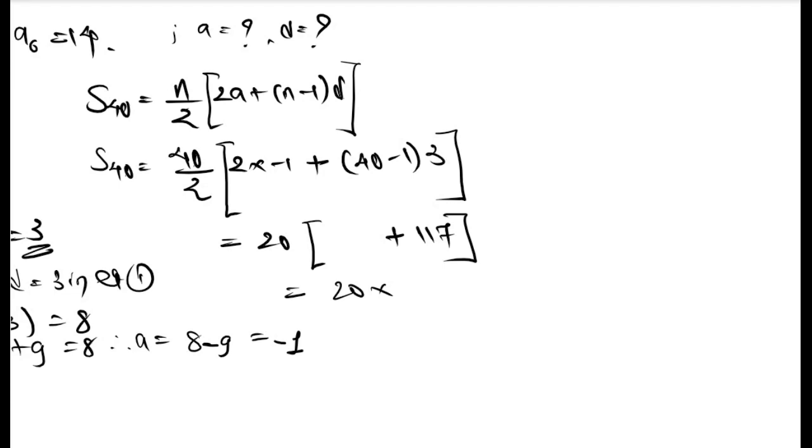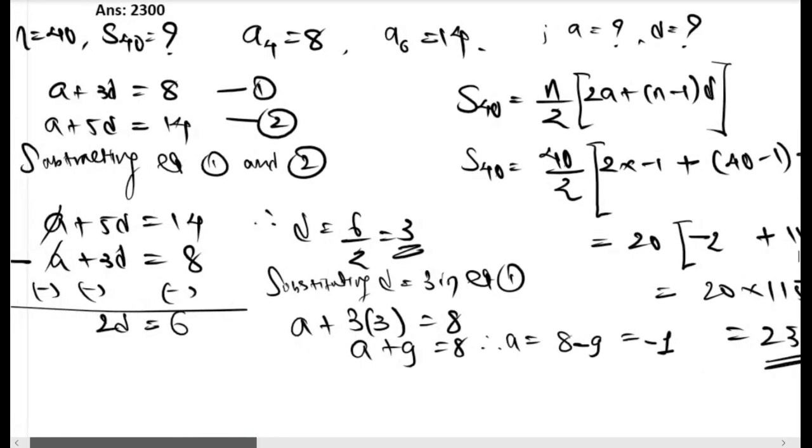Okay, this will be minus 2 plus 117, that is 115. Okay, got it. 2300, that is the sum of 40 terms. So I made a mistake and then I corrected it. It's possible.